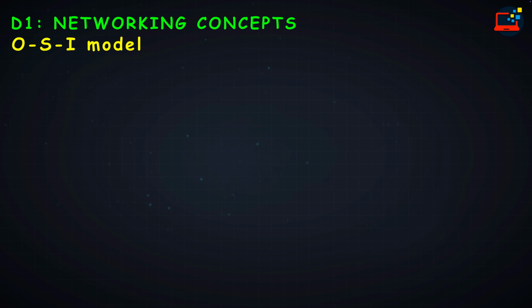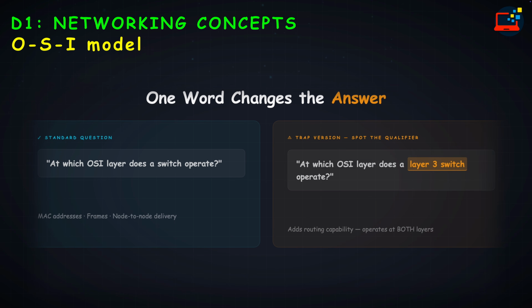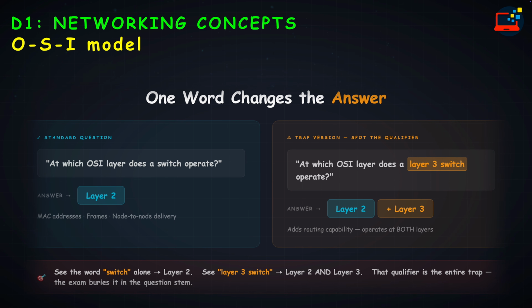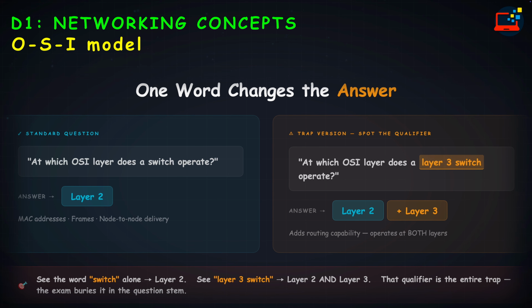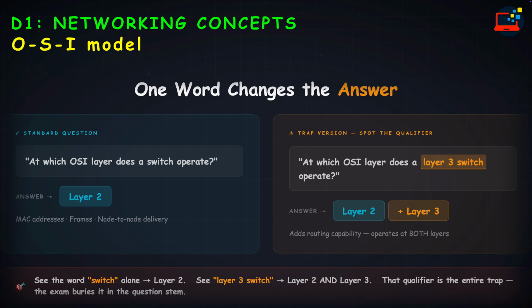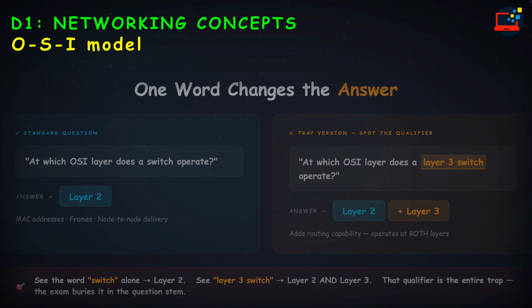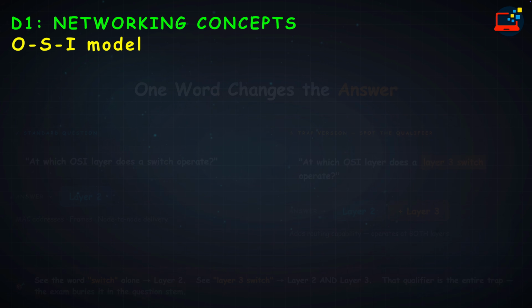Here is a trap the exam loves. They will ask at which layer does a switch operate. The answer is layer 2, but then they add the phrase layer 3 switch in the question stem. A layer 3 switch adds routing capability, so it can operate at both layer 2 and layer 3. Read the question carefully and look for that qualifier.